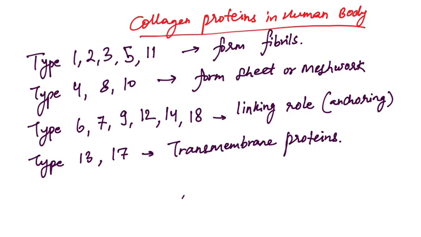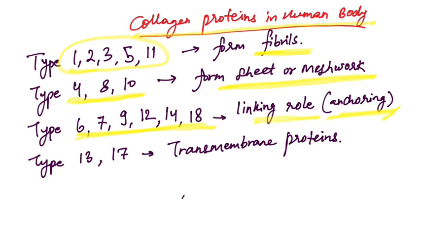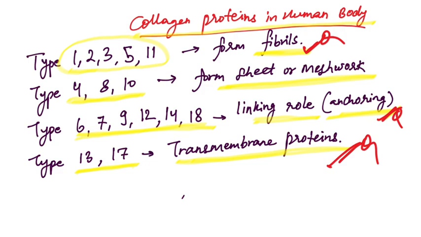Now collagens, which are the collagen proteins present in the body. What type of collagen does what kind of work? Types 1, 2, 3, 5 and 11 form fibrils. Types 4, 8 and 10, remember, form sheet or meshwork kind of structures. Types 6, 7, 9, 12, 14 and 18 have linking and anchoring roles in the body. And types 13 and 17 are transmembrane proteins. This is very important. These are asked, so try to remember this.